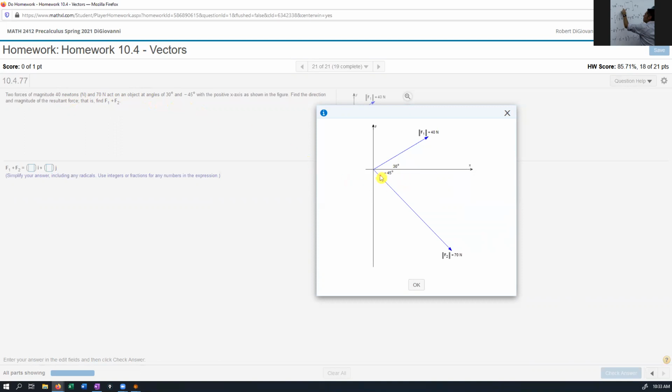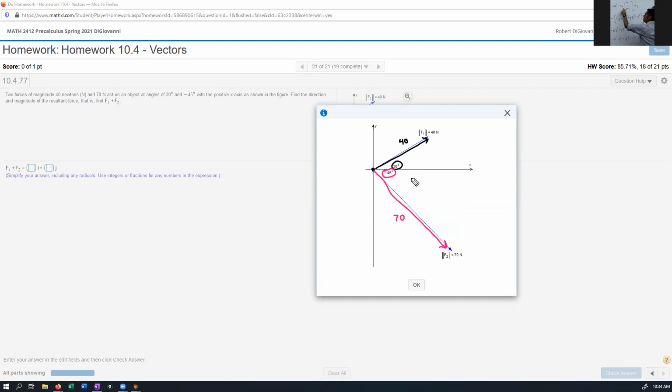So you've got some object here, right? And we're pulling on it with a vector that goes in this direction. It has a length of 40 and it makes an angle of 30 degrees. And then we're pulling on it also with another force that goes this direction. It has a length of 70 and has an angle of -45 degrees. And they want to know what the resultant force is. That means if we add these 2 vectors together, what do we get?